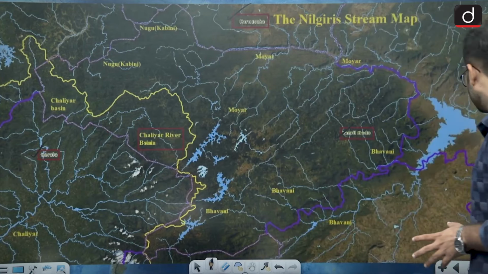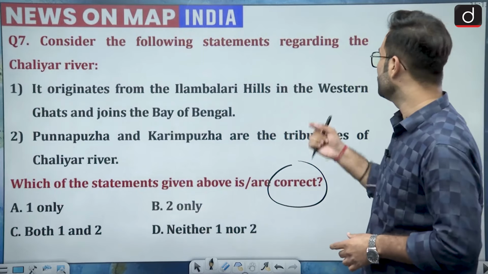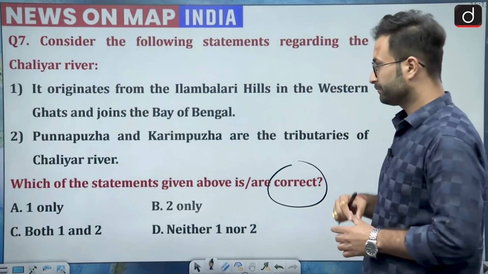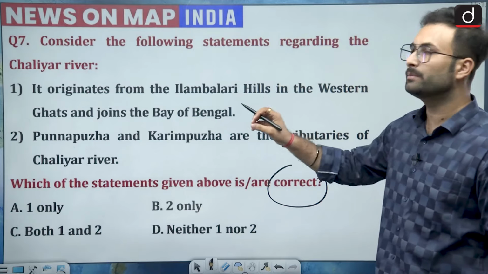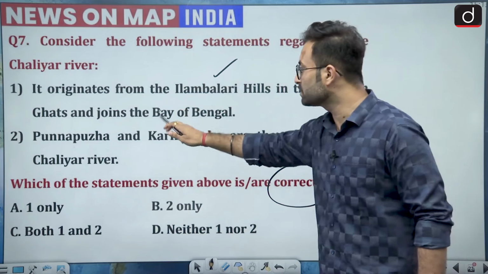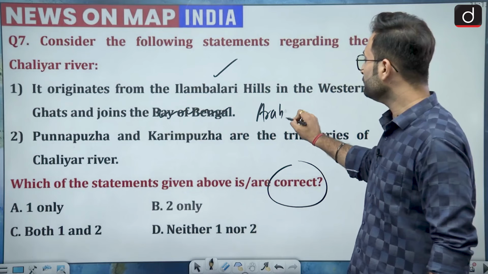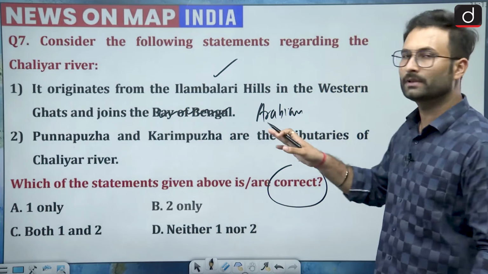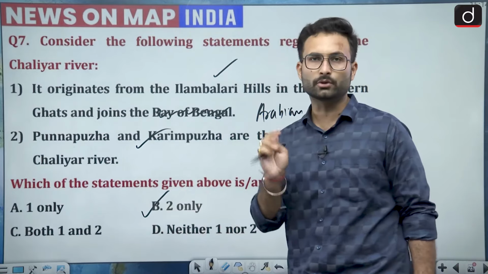Moving further, coming to the question, it originates from the Ilambalari hills in the Western Ghats and joins the Bay of Bengal. So statement 1 says that it originates from the Ilambalari hills in the Western Ghats and joins the Bay of Bengal. As we have seen, it originates from the Ilambalari hills, that is fine, but it is not joining the Bay of Bengal. It is basically going into the Arabian Sea. Then, Punnapuzha and Karimpuzha are the tributaries of the Chaliyar river. So this is correct. So you can say that option B would be the right answer. That is only 2.